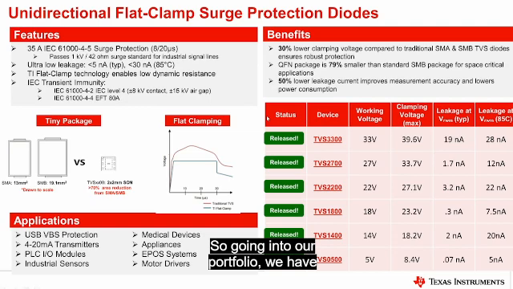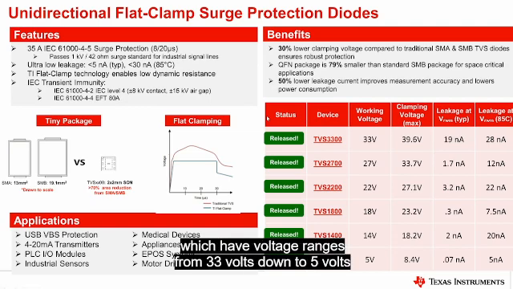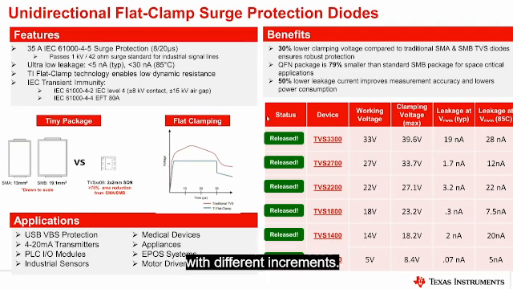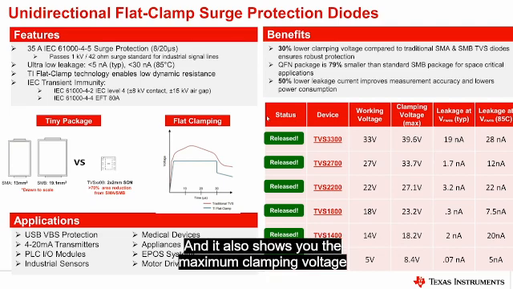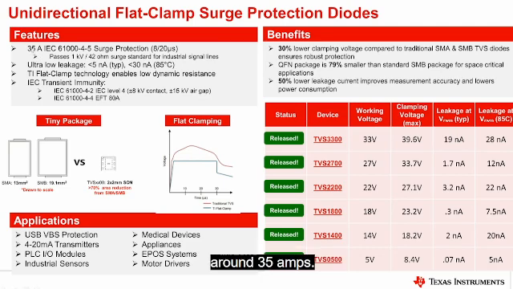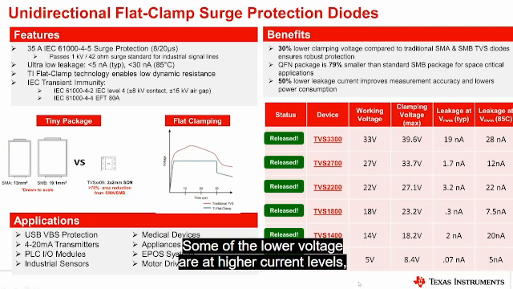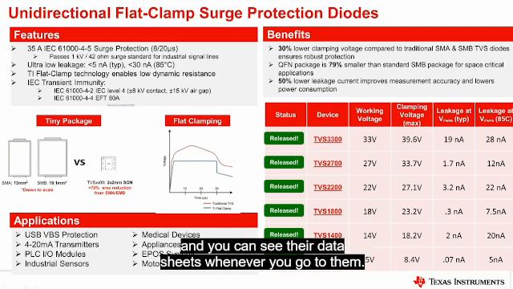So going into our portfolio, we have our unidirectional flat clamp devices, which have voltage ranges from 33 volts down to 5 volts with different increments. It also shows you the maximum clamping voltage that each of these has for their associated device. This is at their highest level, most of them around 35 amps. Some of the lower voltage ones are at higher current levels, and you can see their data sheets whenever you go to them.